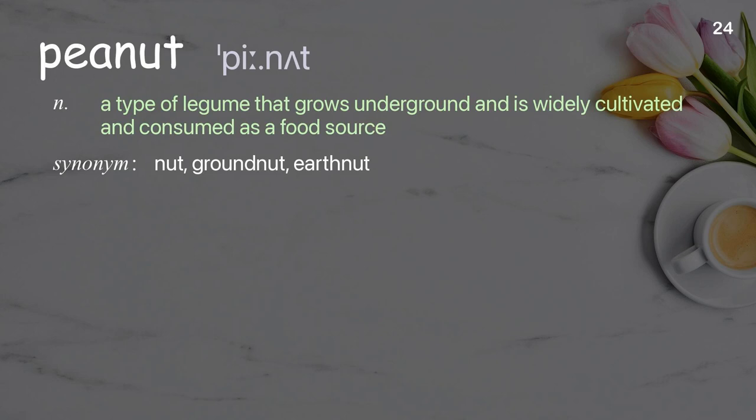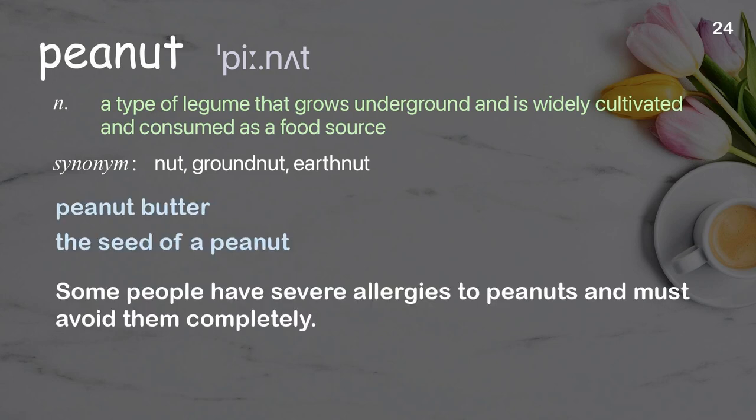Peanut: a type of legume that grows underground and is widely cultivated and consumed as a food source. Examples: peanut butter, the seed of a peanut. Some people have severe allergies to peanuts and must avoid them completely.